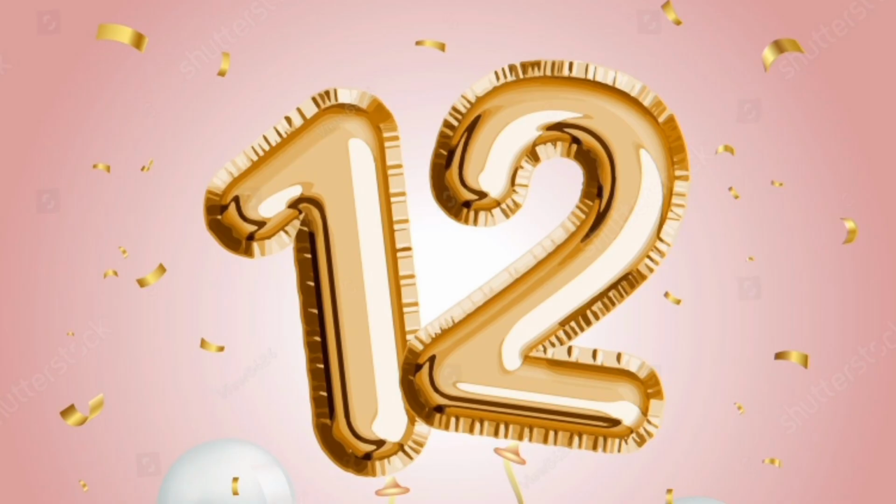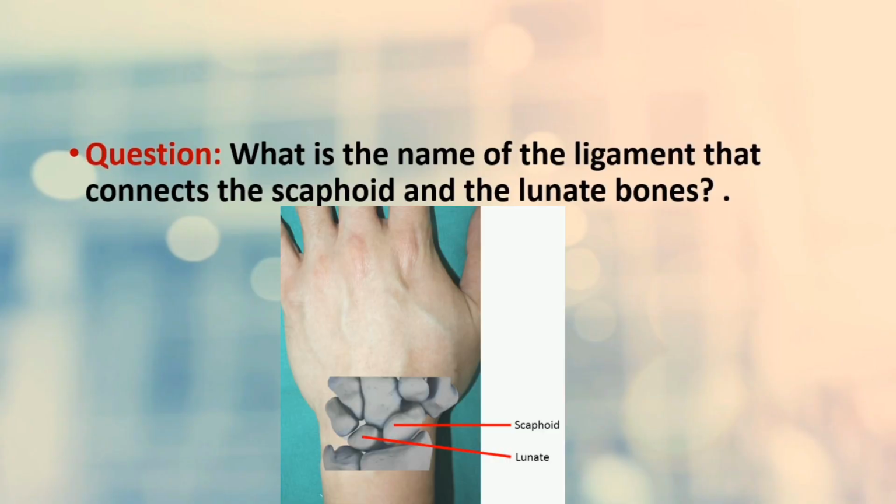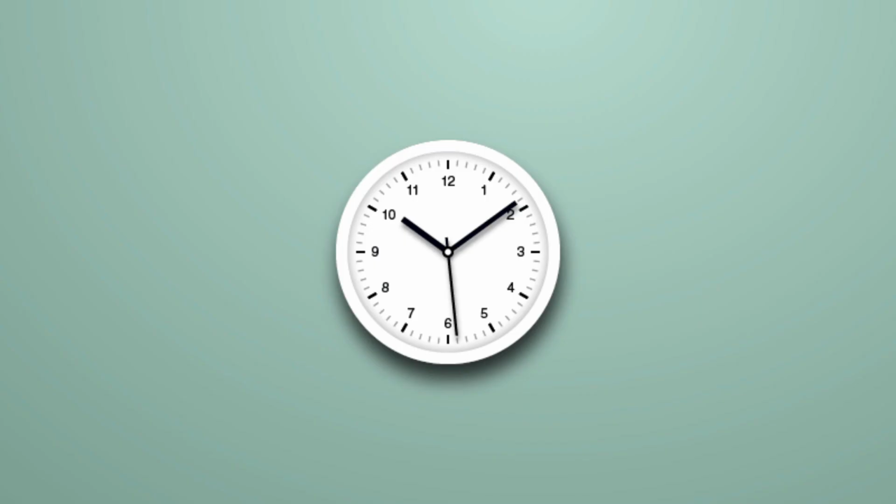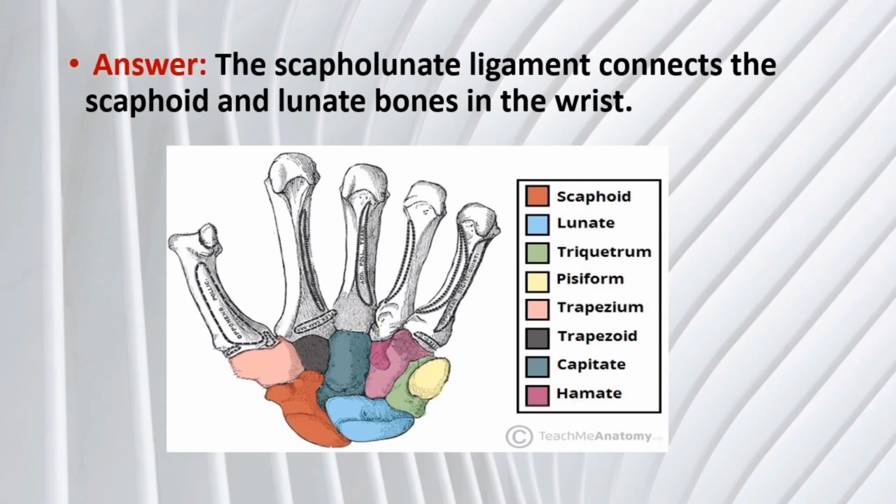Number 12. What is the name of the ligament that connects the scaphoid and lunate bones? The scapholunate ligament connects the scaphoid and lunate bones in the wrist. Scaphoid plus lunate simply equals scapholunate.